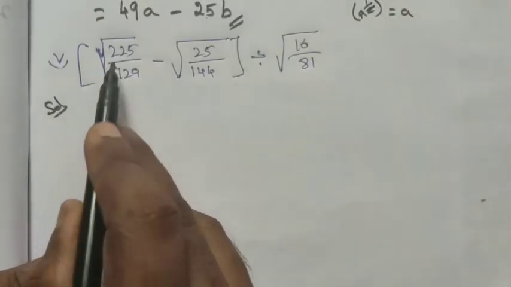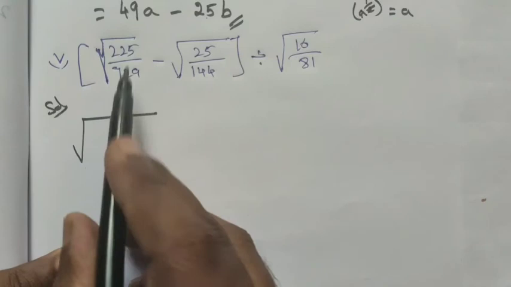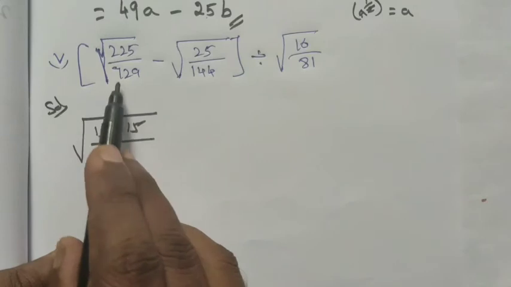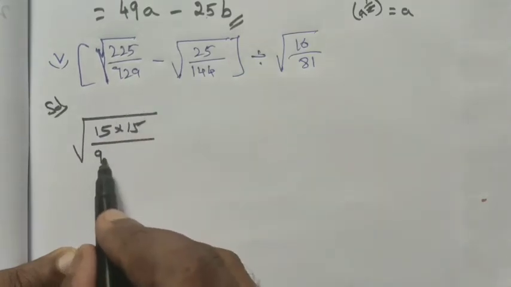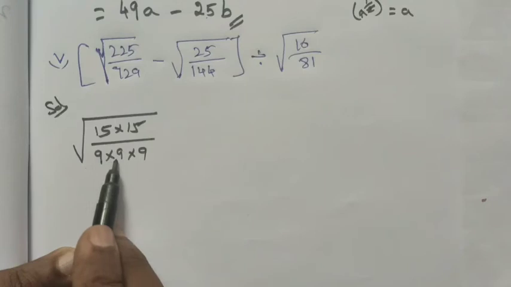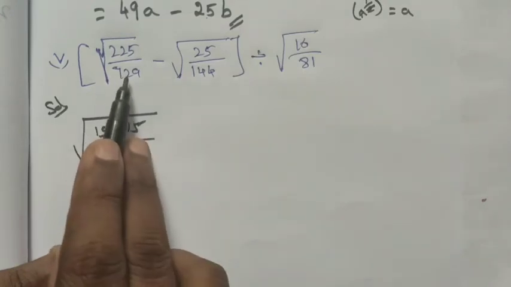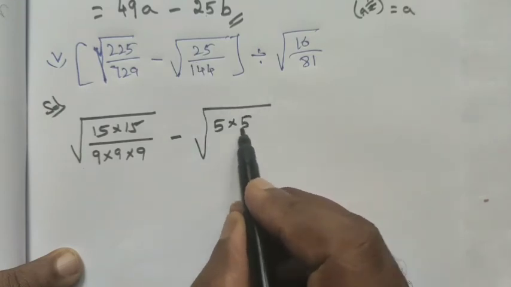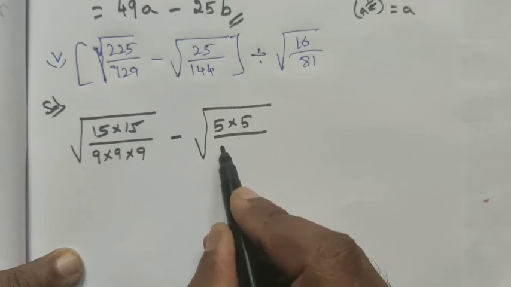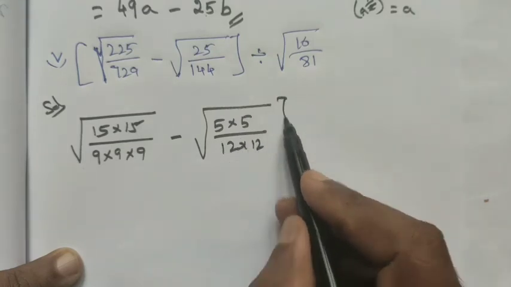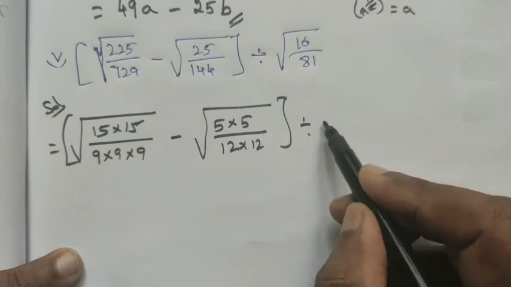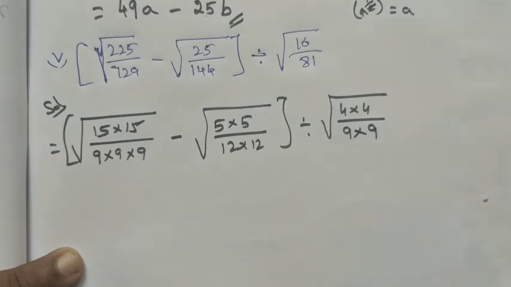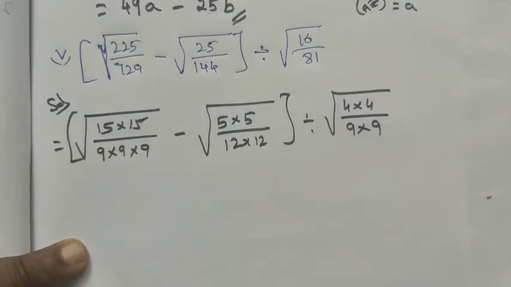Let's solve it. First one, the square root of 15 into 15. 15 into 15 is 225, and then 729 can be factorized, we get 9 into 9 into 9. 9 9s are 81, 81 into 9 is 729. Minus, here we have 5 square, means 5 into 5, divided by 144. 144 is 12 into 12, divided by root of 4 into 4 is 16, divided by 9 into 9, 81.